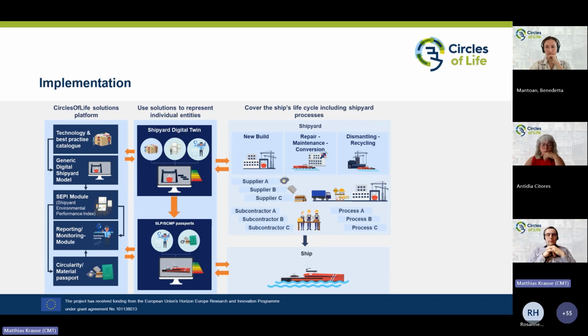On the left-hand side of this picture, you see the concept of Circles of Life, providing a platform of Circles of Life tools, which we are going to provide. All these tools, for instance the generic shipyard model, are generic, so they do not represent specific shipyards. The customization takes place in the second column, where we use the tools to represent individual entities. And for specific shipyards, a digital model is created based on the generic shipyard model.